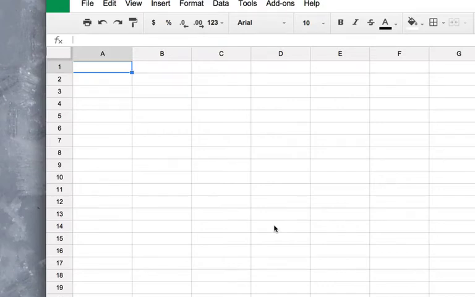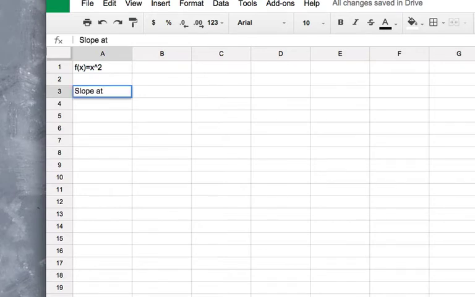In this video, I'm going to explain how to use a spreadsheet to estimate the slope of a function with a slope of a secant line. So let's suppose we're looking at the function f of x equal, let's be simple here, x squared. Okay, so let's say we want to know the slope at x equal 1. And we're going to do this approximately, and we want to use an h equals 0.01.